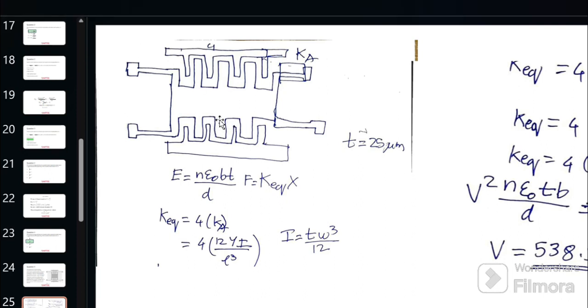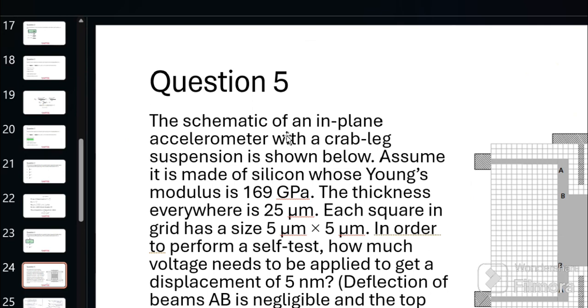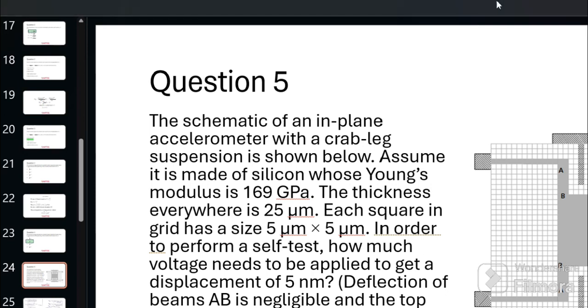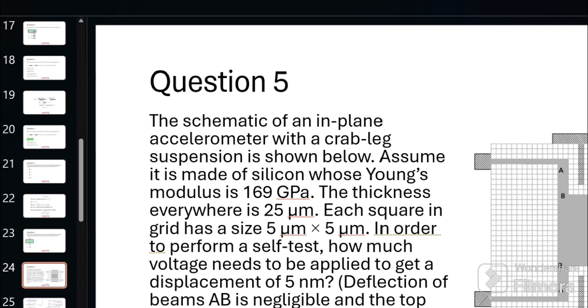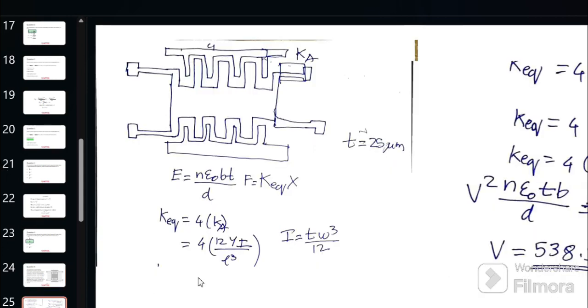N is basically the combs that are in contact. In this question it is written that the top fixed comb is not connected to the circuit. So you can see that the top combs we need not consider. Here we have 3 pairs of combs: 1, 2, 3. So the value of n is 3. So the answer is 538 volts.